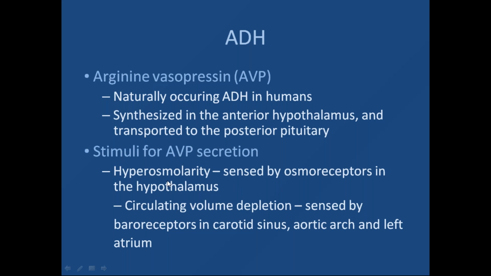How is hyperosmolality detected? It is sensed by the osmoreceptors in the hypothalamus. So there is a direct feedback loop. When the hypothalamus senses hyperosmolality in the body, it secretes the ADH and it gets transported to the posterior pituitary. That is one stimulus. The second one is circulating volume depletion. This is different from the first.